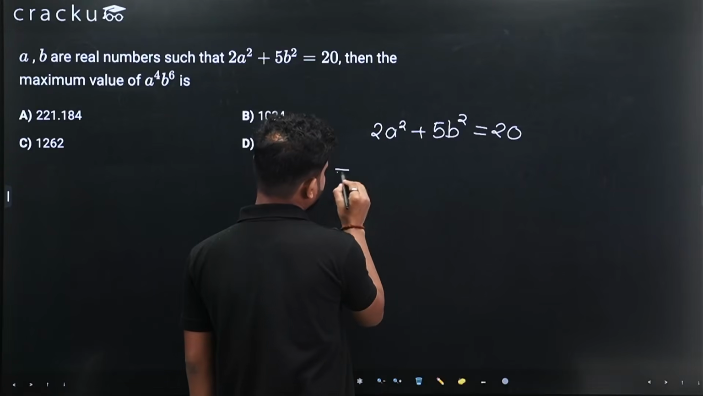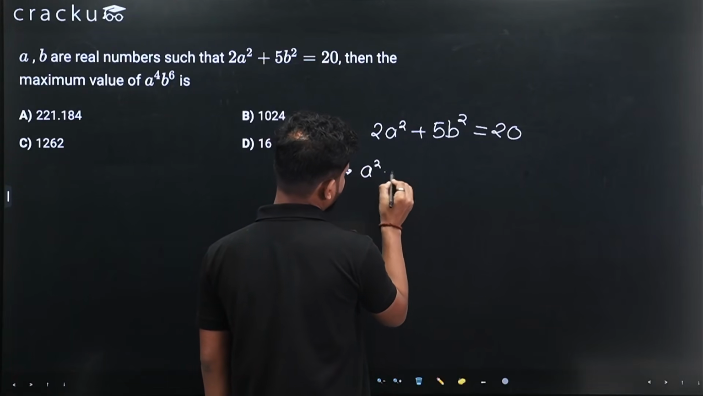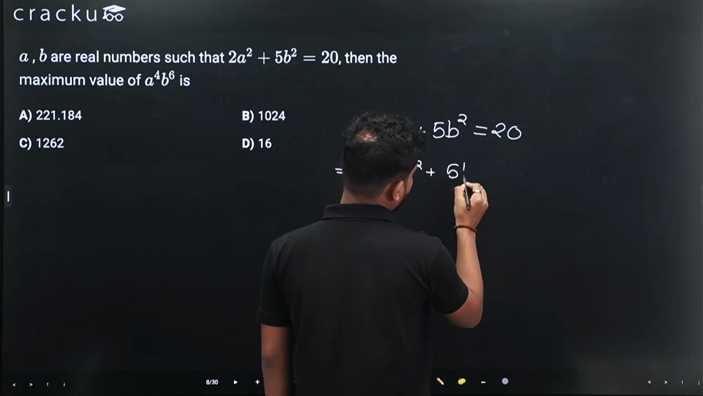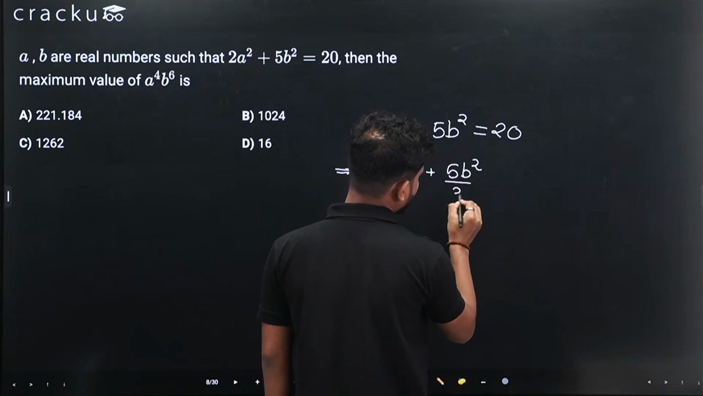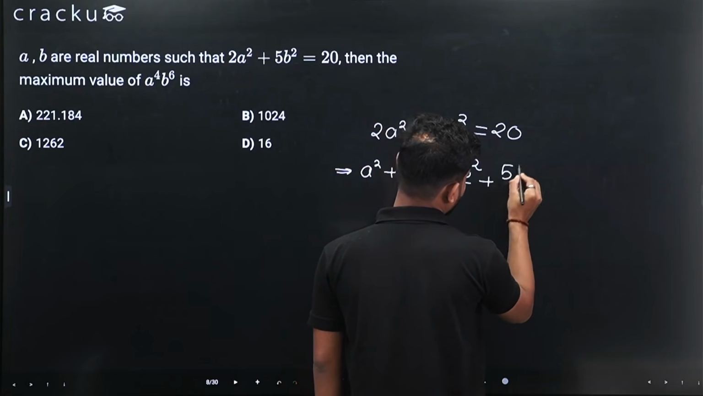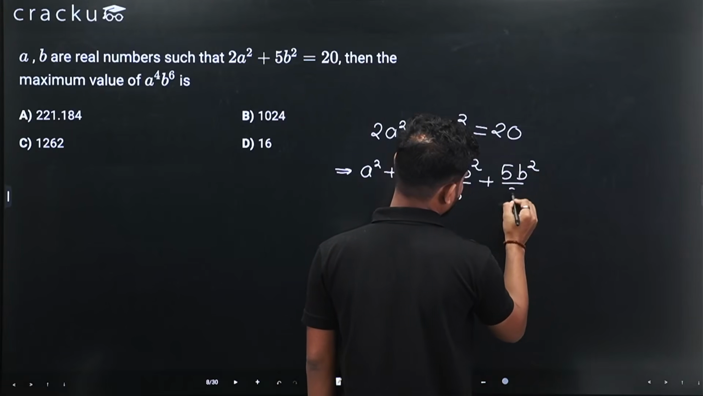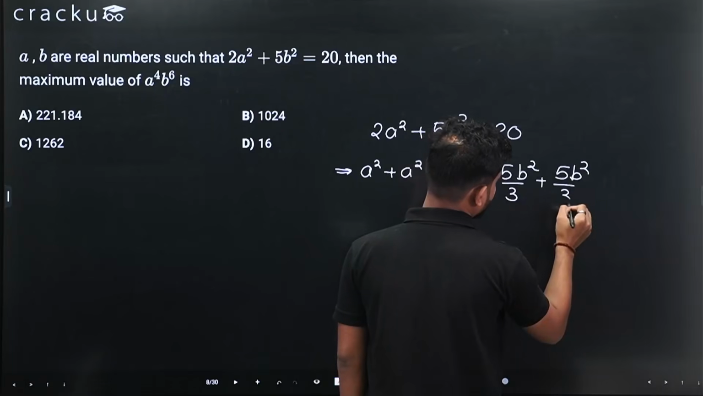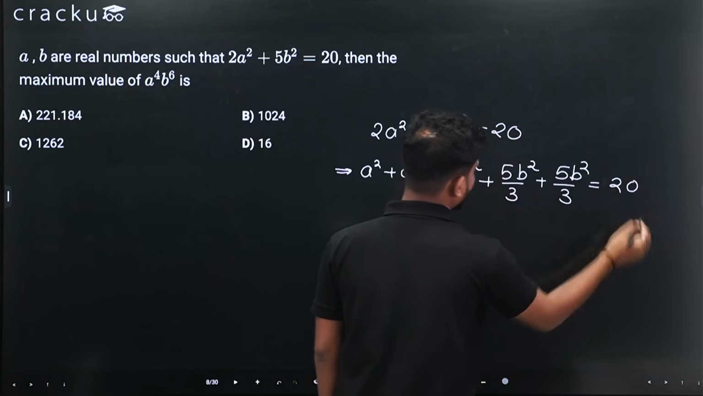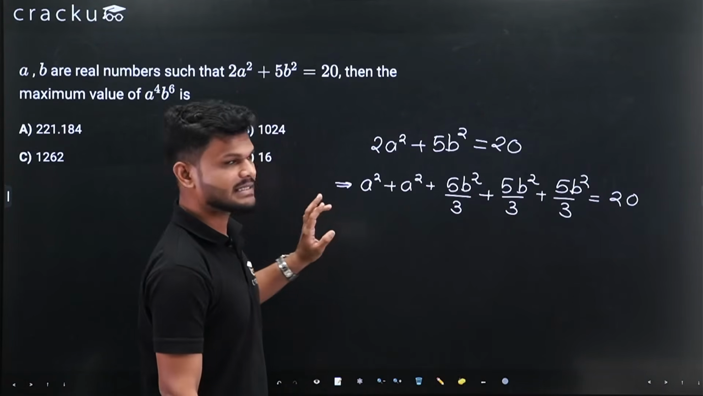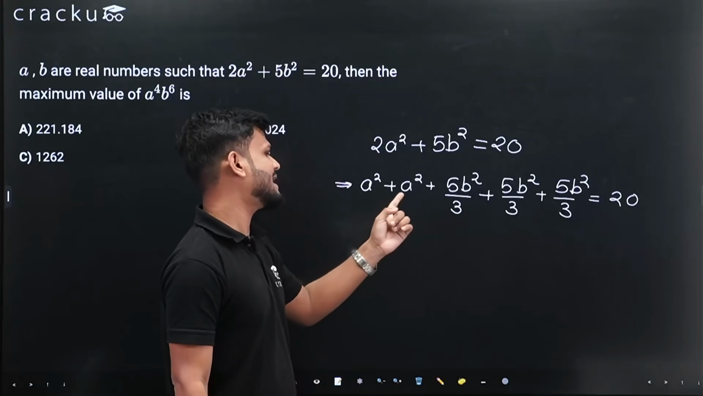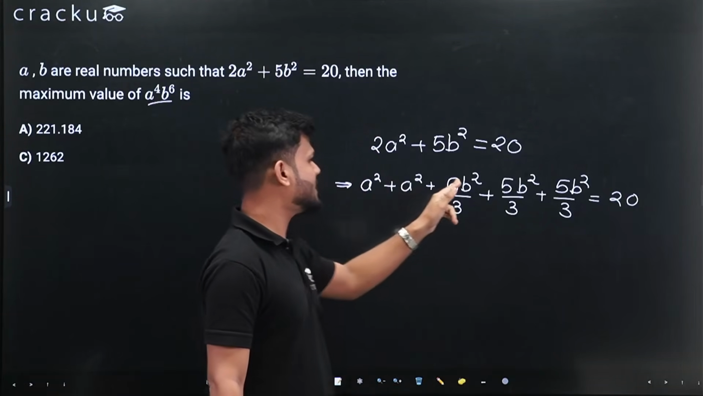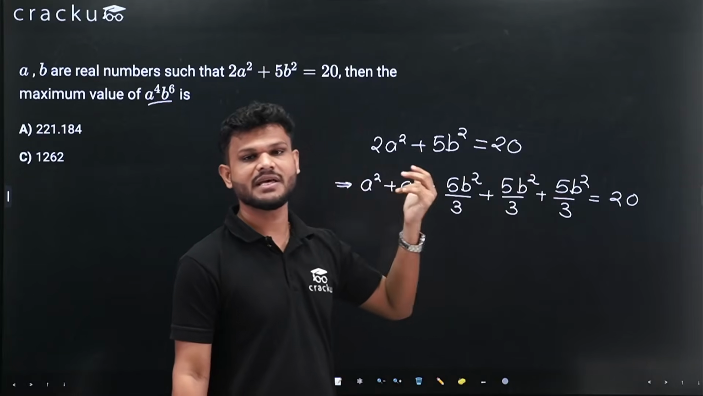I can write this as A² + A² + 5B²/3 + 5B²/3 + 5B²/3 is equal to what? Is equal to 20. Why have I written this? I have written this because when I multiply this, I will get A² into A² as A⁴, and B² into B² into B², I will get B⁶.